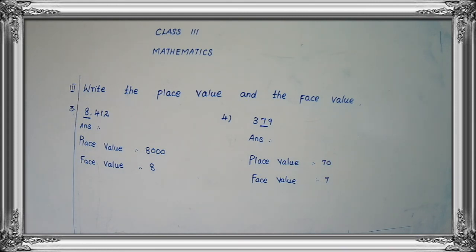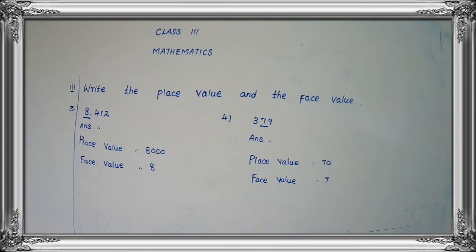Then see the third one. Circle the pairs which have the same place value for the given digit. First, A means 9. Where is the 9? You just underline. Which number has the same place value means you should circle the option. Okay, see the fourth one.